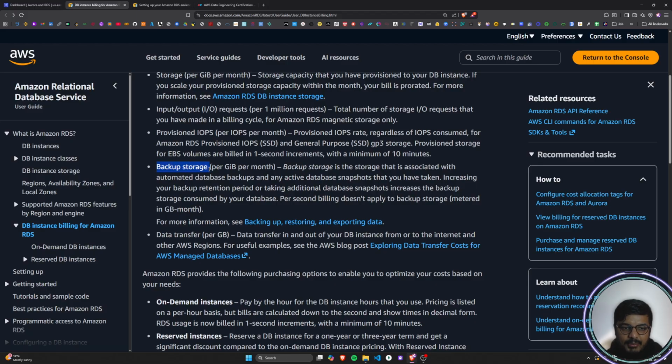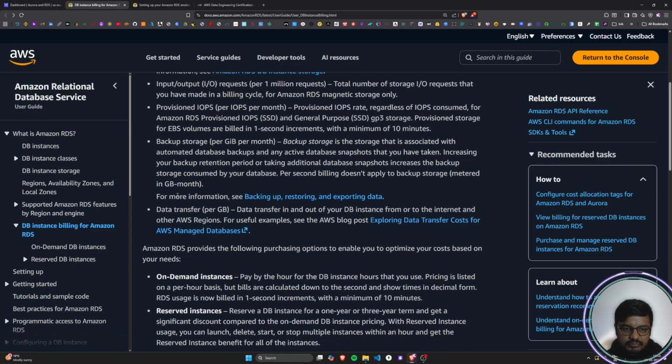Now talking about the backup storage. If you are doing backups, we will be charged on a per GB per month basis. Backup storage is the storage associated with the automated database backups and any active database snapshots that you have taken. Increasing your database retention period or taking additional database snapshots increases the backup storage consumed by your database. Per second billing does not apply to the backup storage metered in GB per month. For more information, you can go to this particular link.